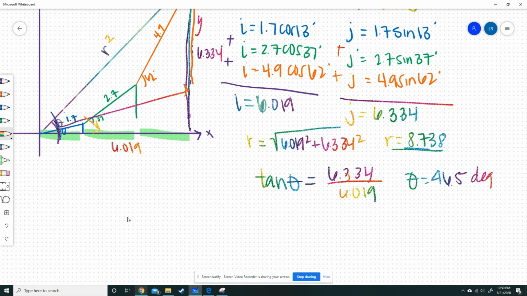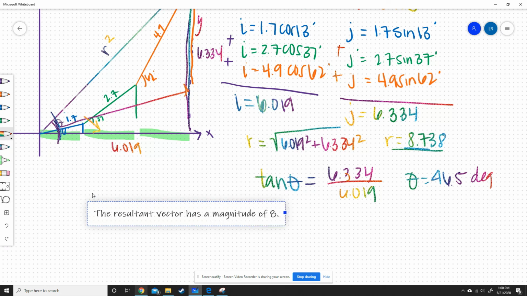Okay, so our final answer for this question is the resultant vector has a magnitude of 8.738 with a direction of 46.5 degrees.